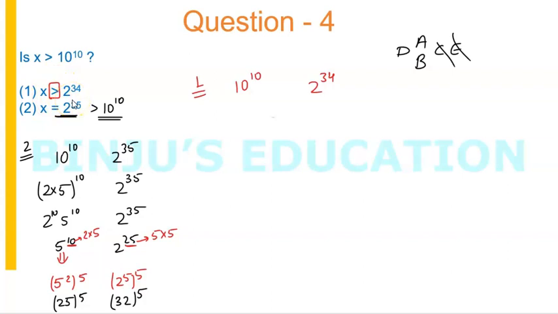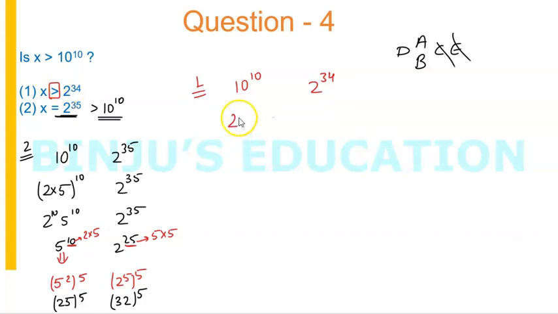Otherwise, frankly speaking, you don't even have to solve the equation if statement 1 also had an equality sign. Because again, use the same concept. 2 to the power 34 will either be greater than 10 to the power 10 or less than 10 to the power 10 or equal to 10 to the power 10. It has to be only one of the three, right? But if you have an inequality sign, then there are a lot of possibilities. Anyways, let's try to solve this.